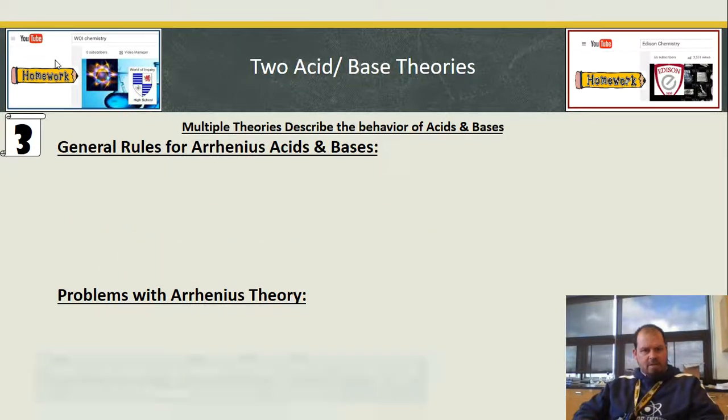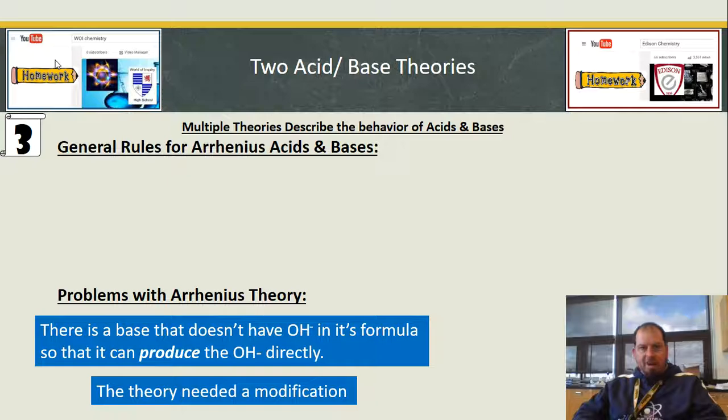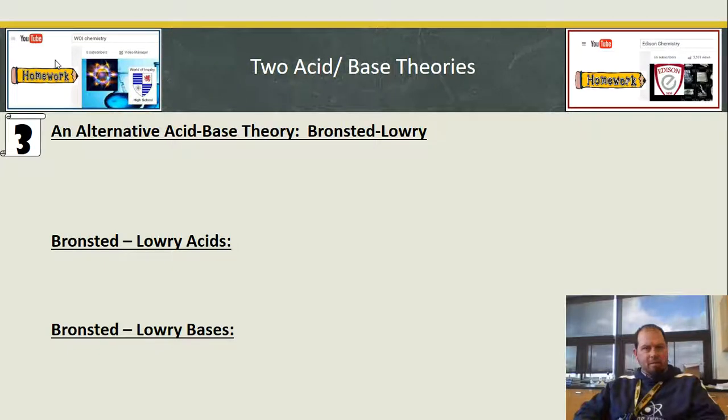But there are problems with Arrhenius theory. There is a base that doesn't have OH in its formula, and you can see it on Table M. Go look it up. So it can't produce this OH minus directly the way he stated it. So all we had to do was modify that theory a little bit so that it actually held true. And so around comes Bronsted-Lowry.